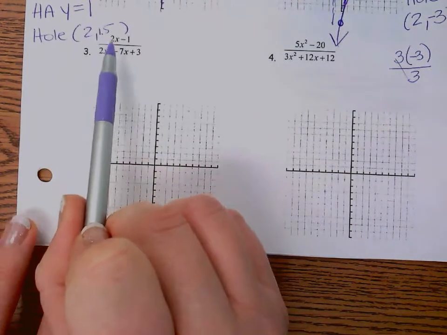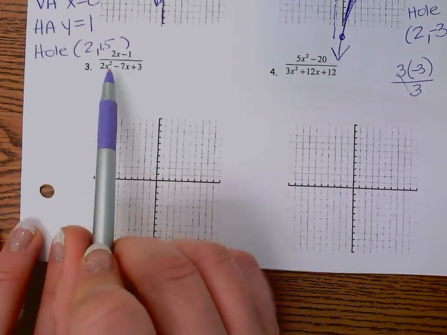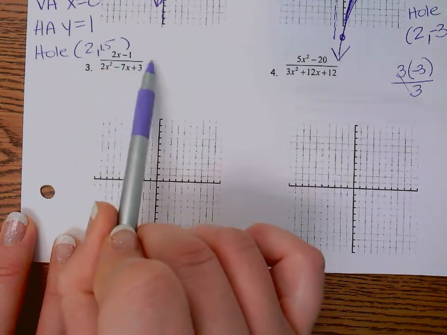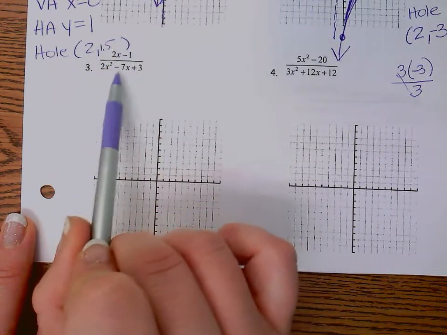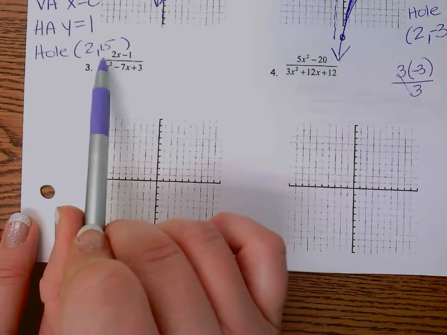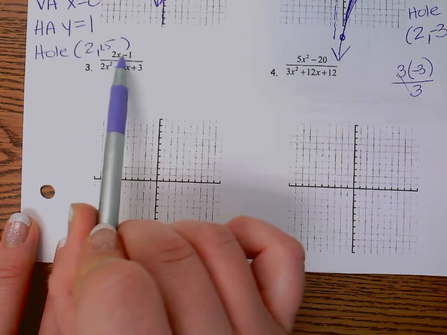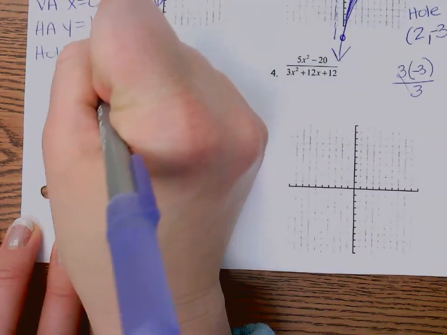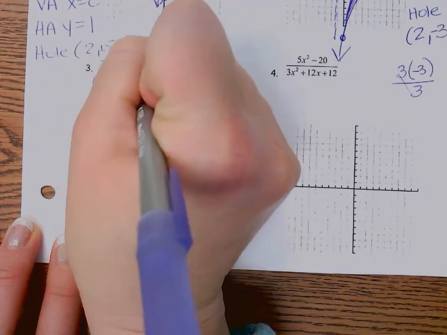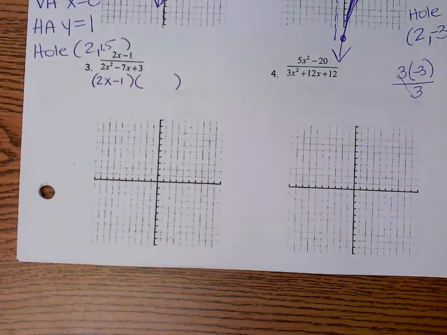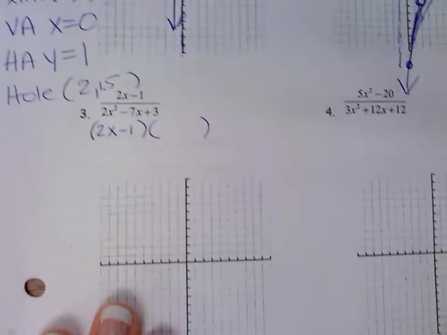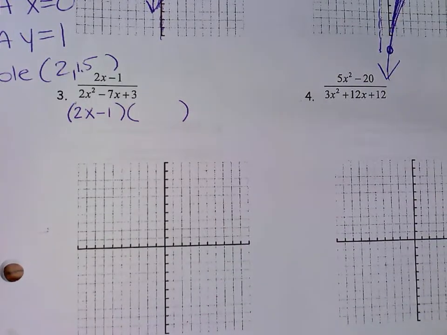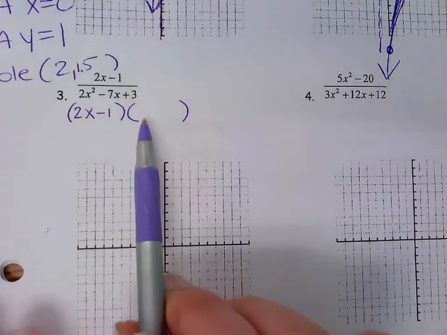Here's a hint. If you don't like using the box method, rational functions can sometimes give you a hint about how the denominator might factor, because 2x minus 1 is a factor up here. So let's see if 2x minus 1 is actually a factor in the denominator, and that would save you a little bit of work if you're struggling with factoring. Maybe it's a factor, maybe not.